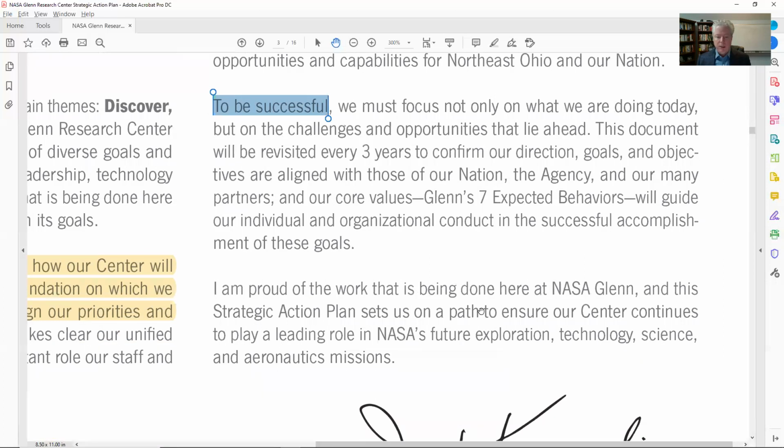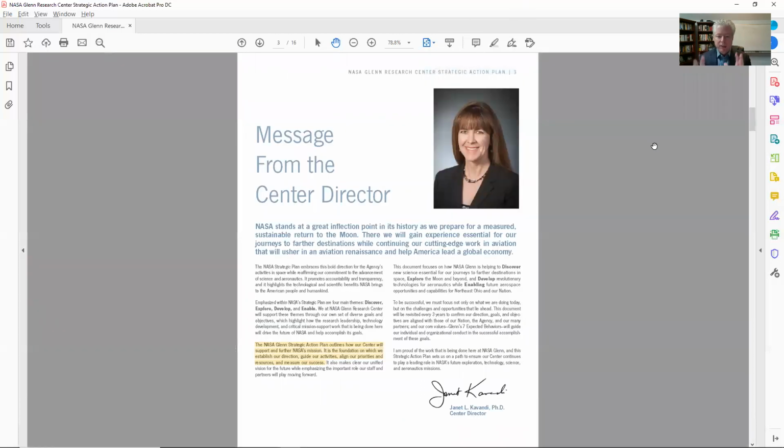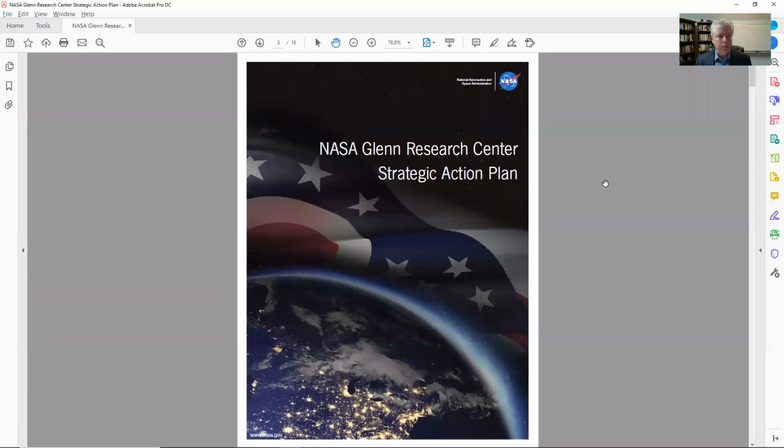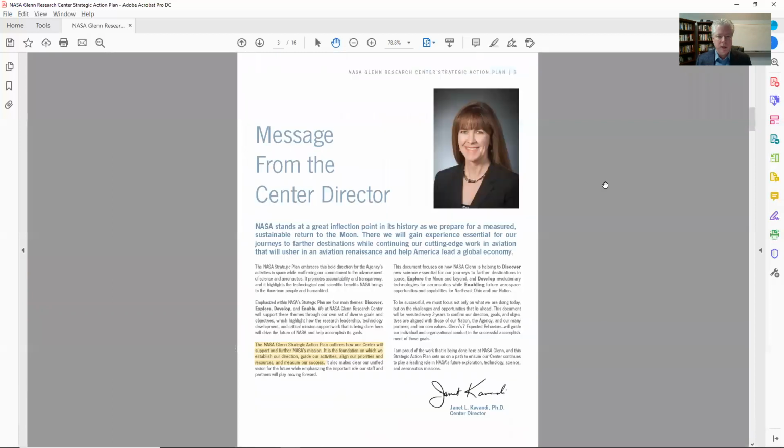And I'm proud of the work being done. Sets us on the path to ensure the center continues to play a leading role. Okay, so that's good. So I read this document, and let me come back to a single page again. I want my customer to really pay attention to this one paragraph down there, so I'll cut and paste that in my prep with them. It's something important for them.